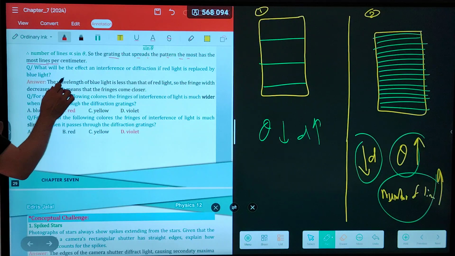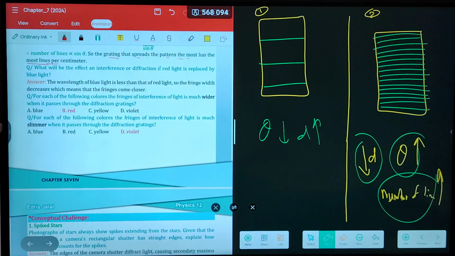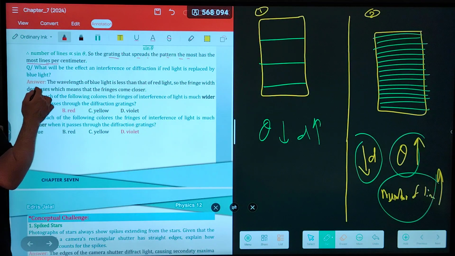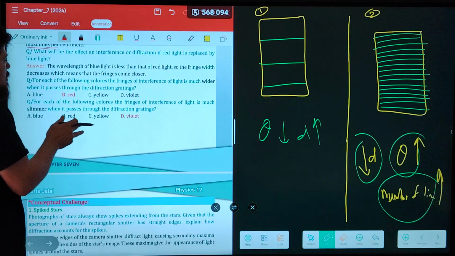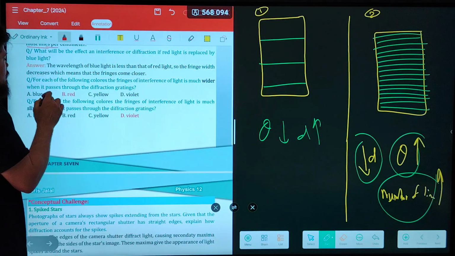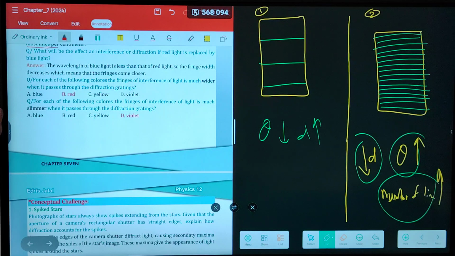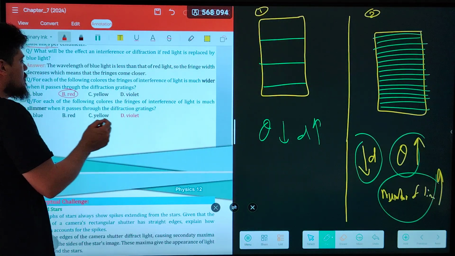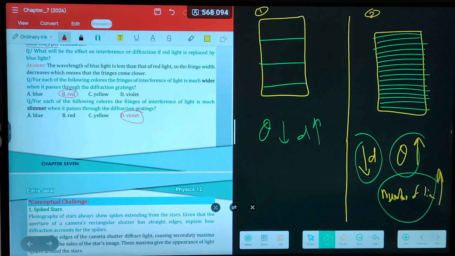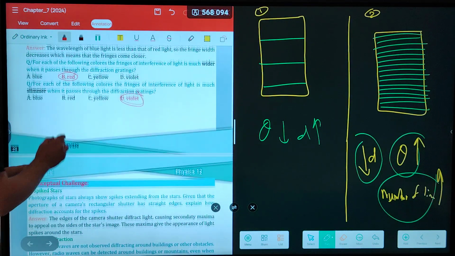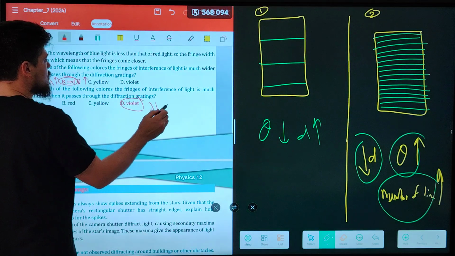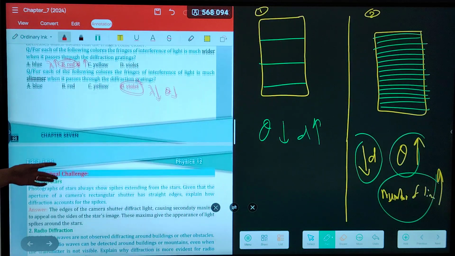What will be the effect on interference or diffraction if a red light is replaced by a blue light? The wavelength of the blue light is less than the red light, so the fringe width decreases with the blue light. The red light has more width and more angle of diffraction. For each of the following colors, the fringe of the interference light is much wider, absolutely red. More narrow, absolutely slimmer, is the violet, because red has more wavelength and more angle of diffraction. Violet has less wavelength and less angle of diffraction.